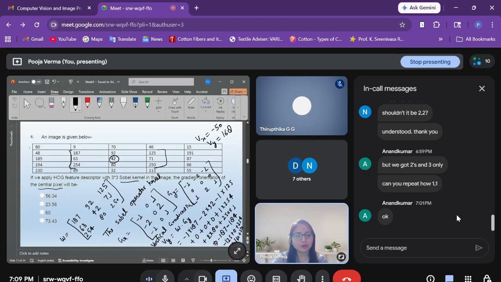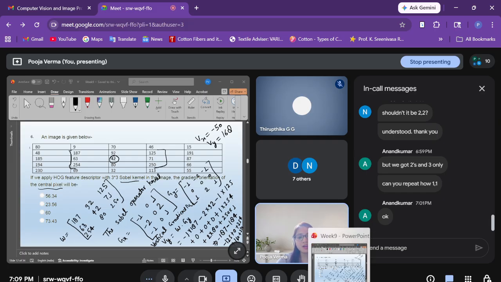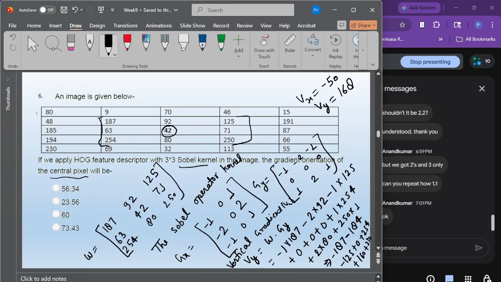Have you calculated this part? I hope all of you have calculated. So Vx we are getting minus 50 and Vy we are getting 168. Okay. So now they are asking the gradient orientation of the central pixel.